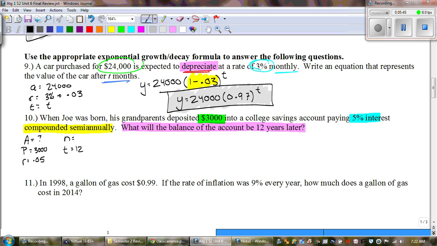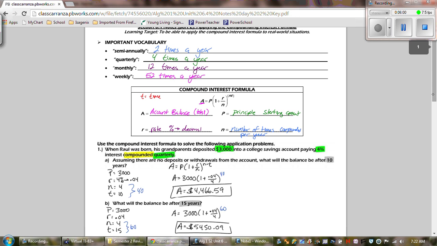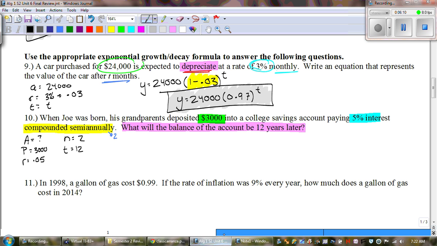But how many times is it compounded? Semi-annually. What does semi-annually mean? Semi-annually is 2. I actually went back to my notes. If you take a look, this is our 6.4 notes, day 2, and it tells us what all those words mean. That would be important to go back and look at.